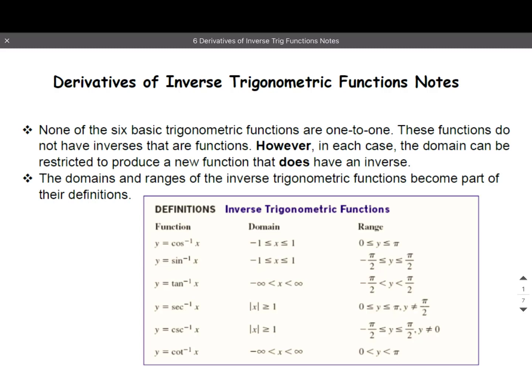Hi guys, today we're going to look at some inverse trig functions. I know you love trig and now we're going to do inverse trig functions. So remember, it's important that you know the domain and range for the inverse trig functions, okay?